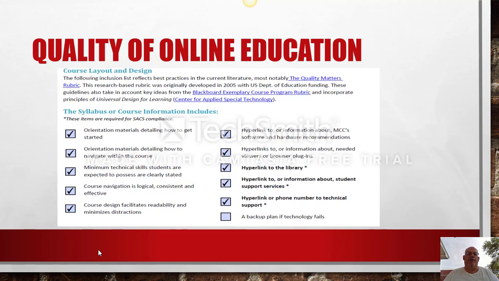This is things that we check off. The dean checks off on this too, but the instructor goes through and the syllabus checks this off, and then it's confirmed by our Centers for Teaching and Learning, CTL, and by your program director and your dean.